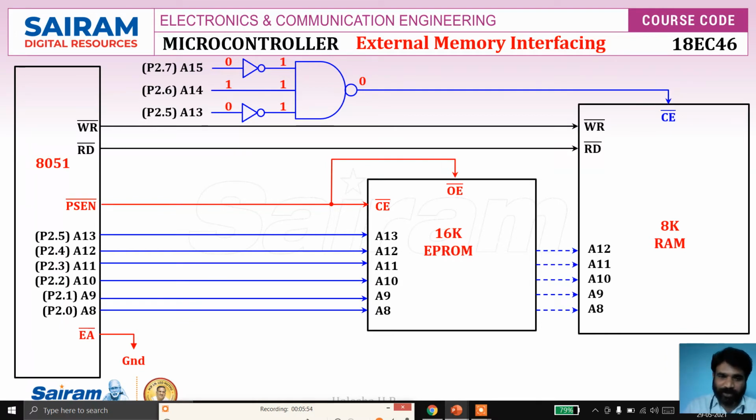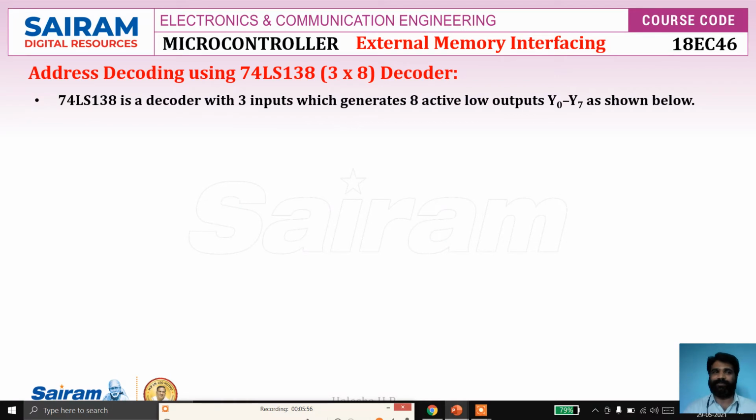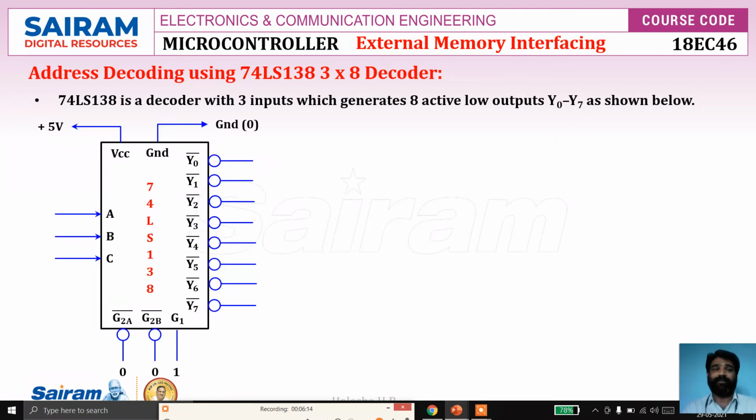We can also use a decoder, address decoding using the 74LS138. It's a 3:8 decoder, or 3x8 decoder. It is a decoder with 3 inputs which generates up to 8 active low outputs. This is the pin description, the block diagram of the 74LS138. These are the enable inputs.